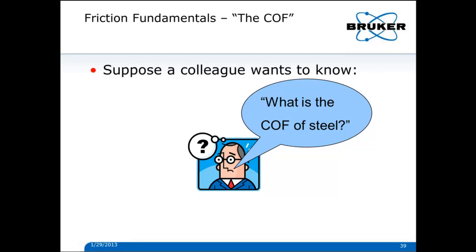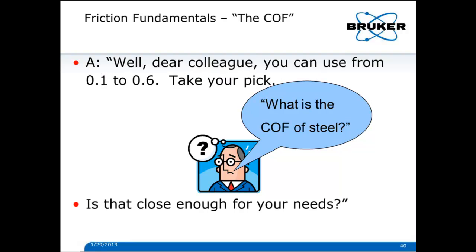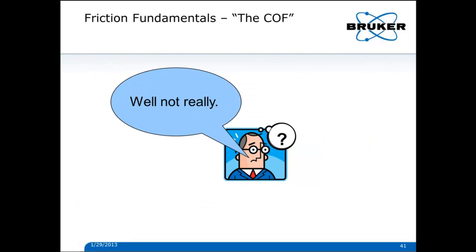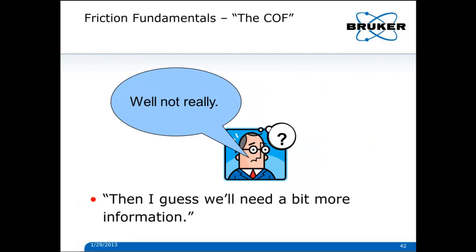It's not so simple. Suppose a colleague wants to know, what's the coefficient of friction of steel? Well, I might answer, dear colleague, you can use from 0.1 to 0.6. Take your pick. Is that close enough for your needs? Well, not really. I kind of need to know it better. Well, then I guess we'll have to know a bit more information.